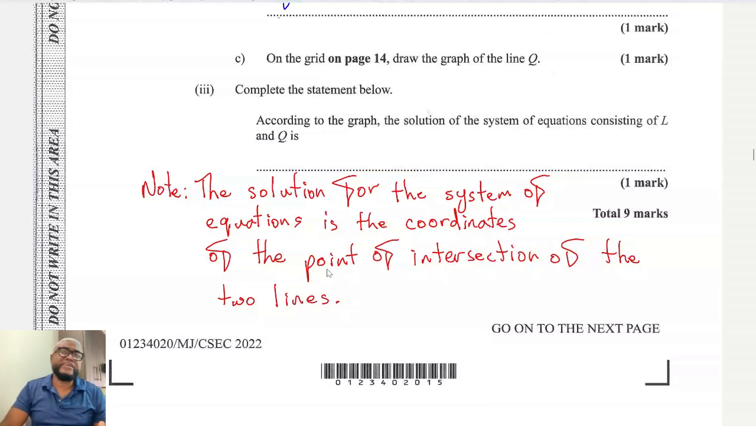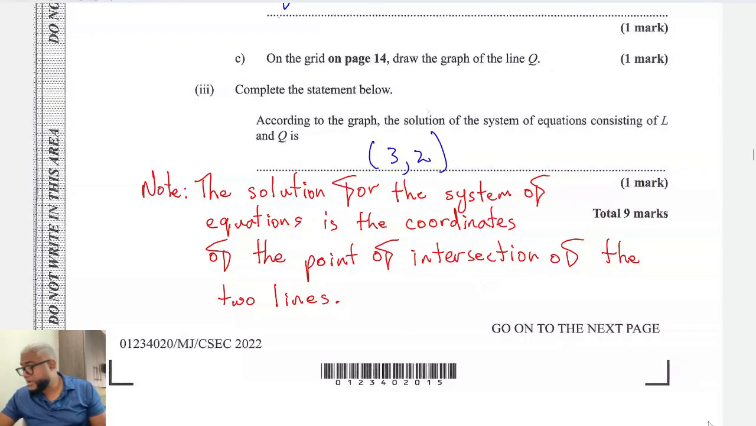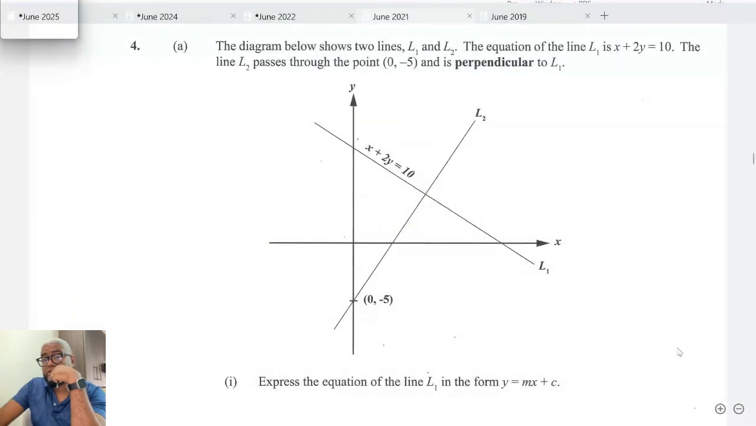Right? Do we need to solve the equations simultaneously, or can we just look at the graph and see where the two lines cross? Okay, let's look at the graph. This question doesn't need us to solve anything, and there's only one mark. So what is it? 3, 2. Right. So your answer here will be 3, 2.